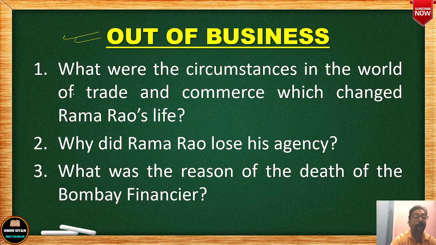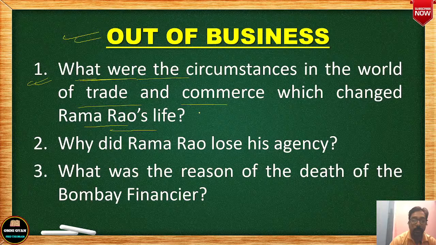Okay, important lessons actually for 2024. Now, out of business, what were the circumstances in the world of trade and commerce which changed Rama Rao's life? A very important question. There was a problem, there was a crash. Economy was down, and which made Rama Rao lose his agency. He was a Malgudi agent of a gramophone company, and that he lost actually when the bank in Lahore crashed.